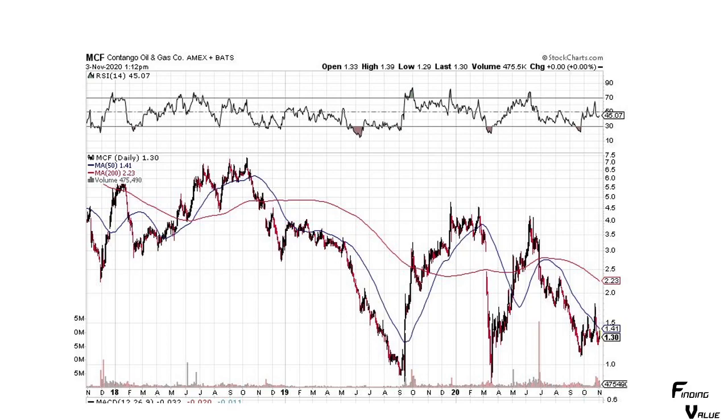I think oil's starting to bottom. You can see it in the oil stocks. They're starting to show some life. You can see it in the momentum indicators. You can see it in this big volume all down here. People are accumulating shares all in here. We've got confluence. I think this is probably going to be a triple bottom here for MCF, Contango Oil and Gas. And hopefully I'm right.